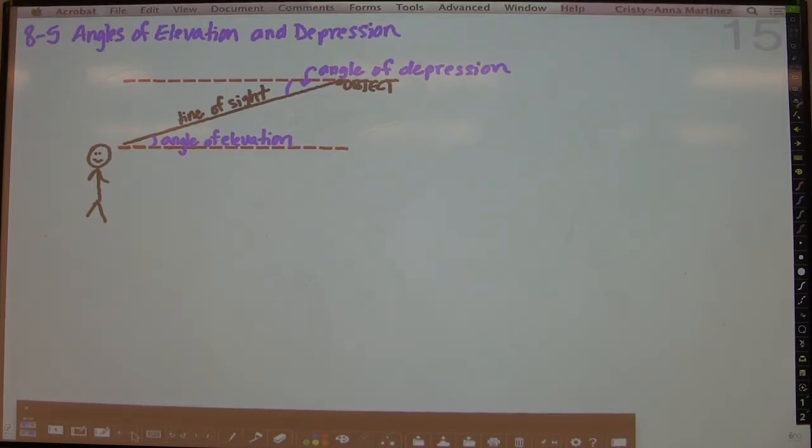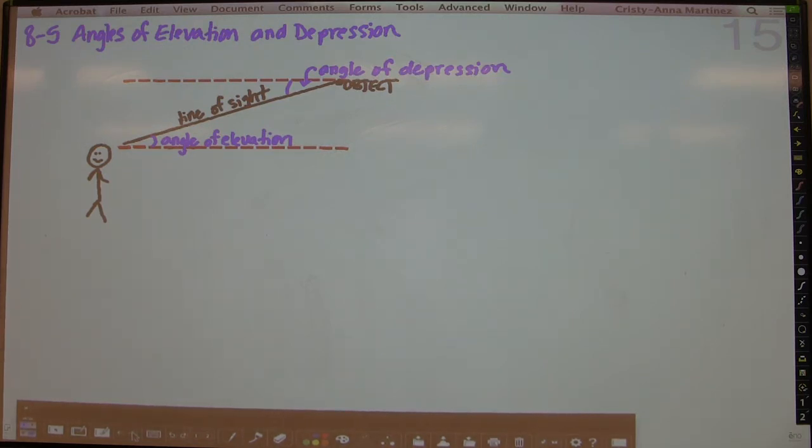It's chapter 8, section 5, and today we will be using what we've learned in the previous lesson about trigonometry and apply it to angles of elevation and depression. And this does not mean that it's a therapy class. I know it says depression there, but that is just what they call these angles.